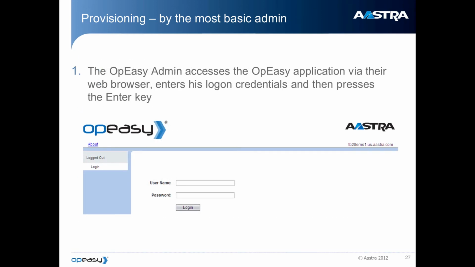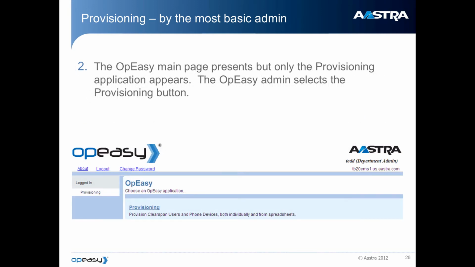Let's now look at the experience of creating a new ClearSpan user for a basic OpEasy administrator. The OpEasy administrator accesses the OpEasy application via their web browser and then enters the login credentials and selects the login key. Second step, the OpEasy main page is presented, but only the provisioning application will appear. The OpEasy administrator selects the provisioning shortcut.